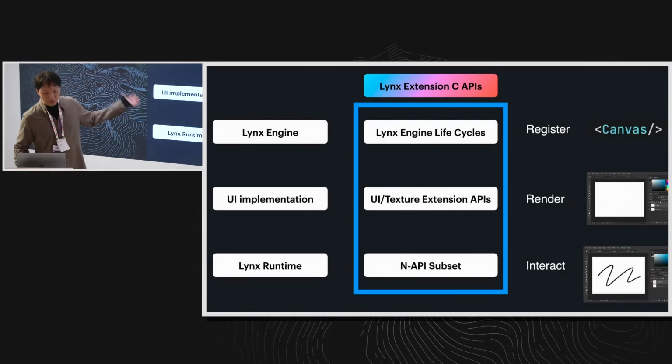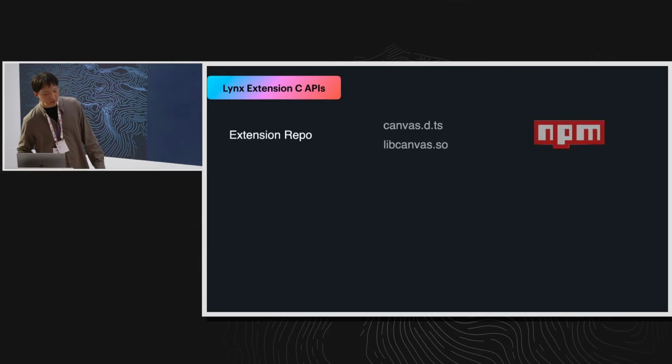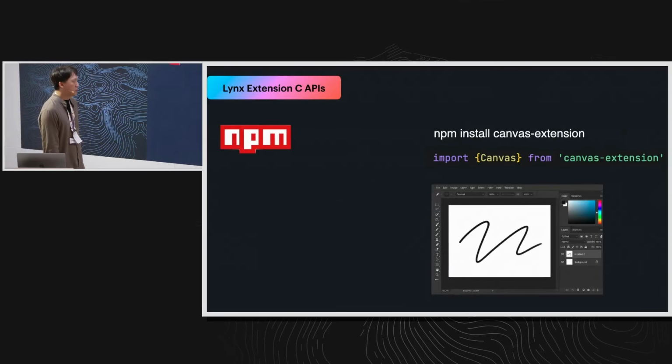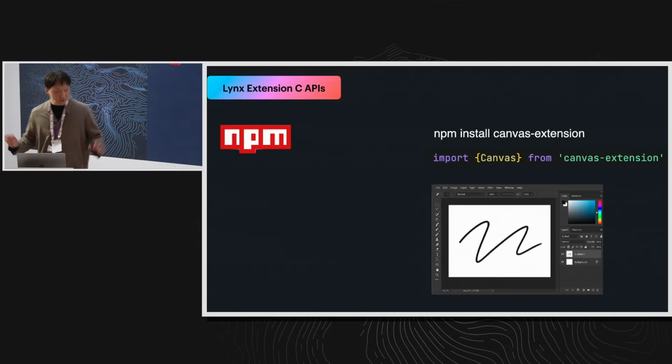And with those APIs declared in C, we can have the extension repo publishing its JS definition and their compiled binaries to NPM. And for the front-end coder using Lynxtron, what they need to do is just an NPM install and import it in the front-end code. Without any touching of native code, things get magically working for the project.